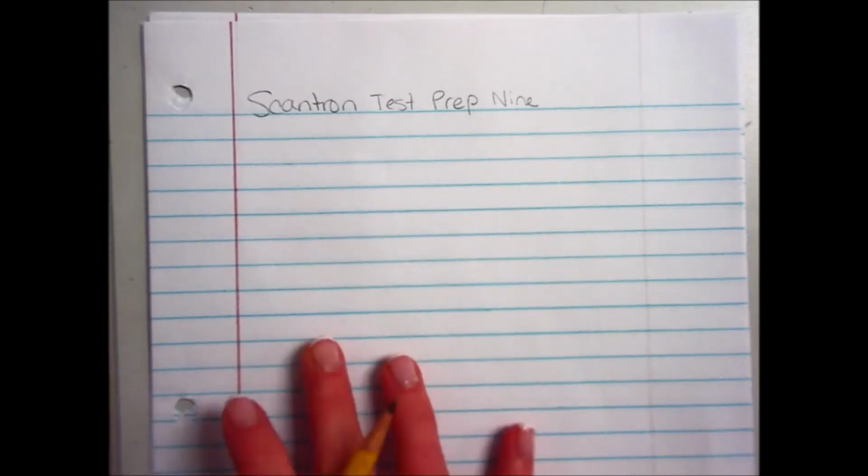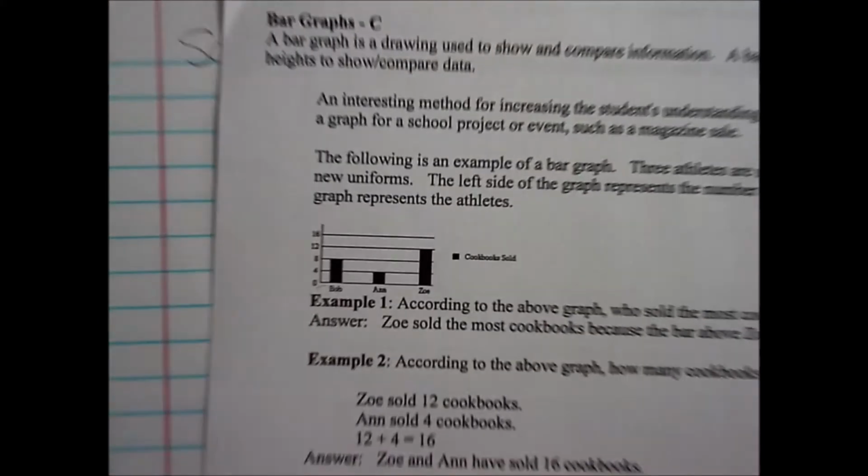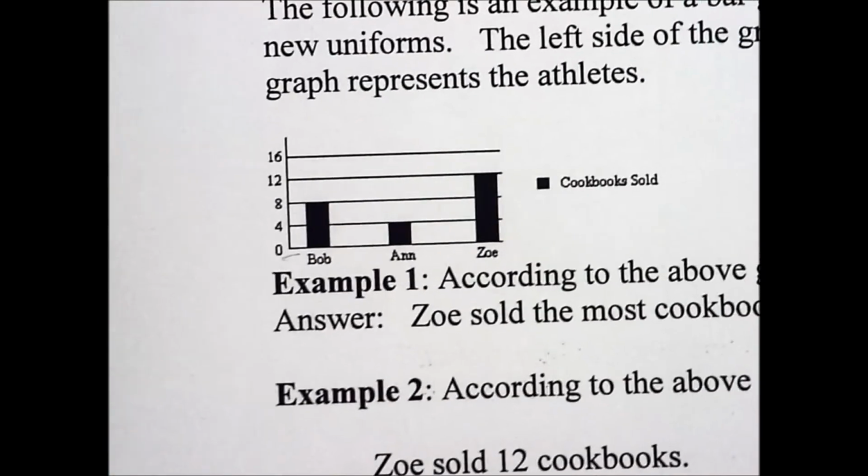Alright, this is Scantron Test Prep 9, and in this lesson we're going to review bar graphs and probability. We're not going to write anything for the bar graphs. I'm just going to show you the example because they're pretty easy.